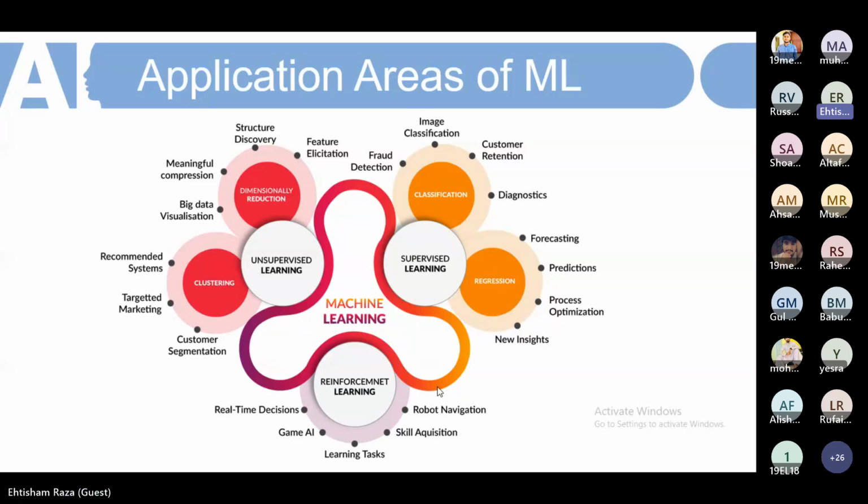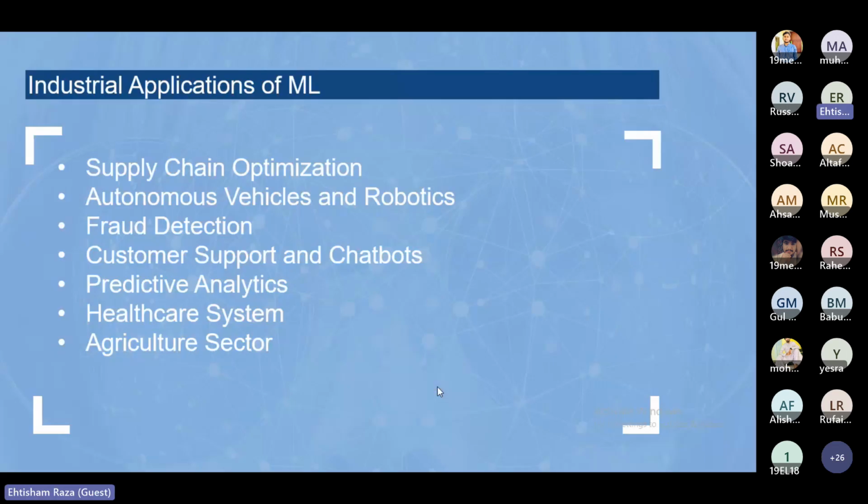So let's go and see industrial applications of machine learning. There are a lot of industrial applications of machine learning, but I'm going to talk about only the famous ones. First is supply chain optimization. Second is autonomous vehicles, fraud detection and robotics. Fraud detection, customer support and chatbots, predictive analytics, healthcare system, agriculture system.